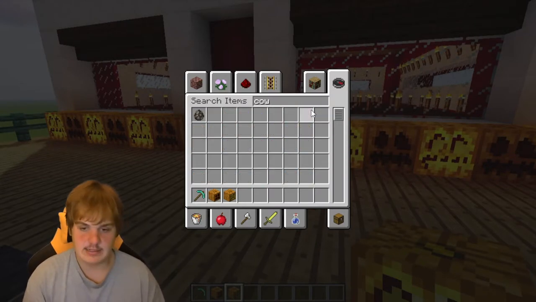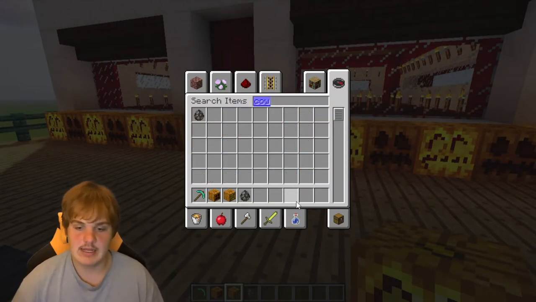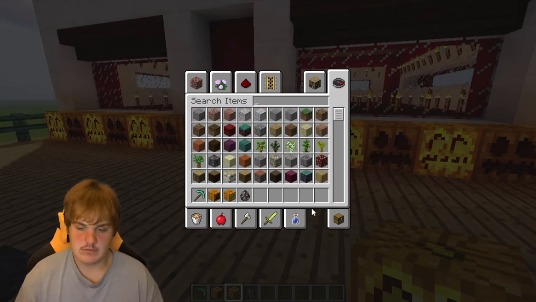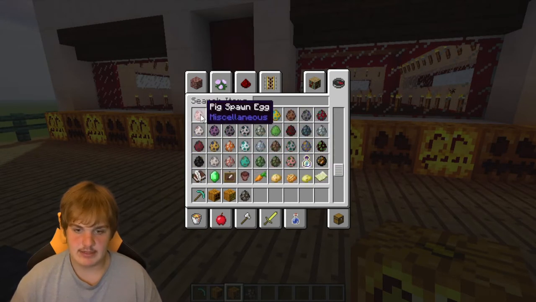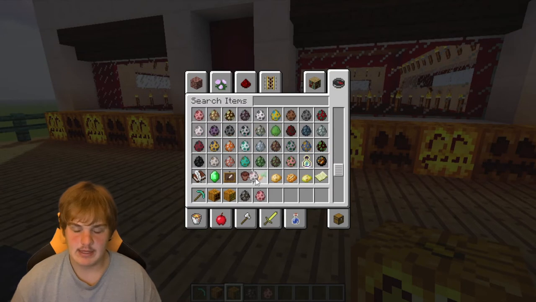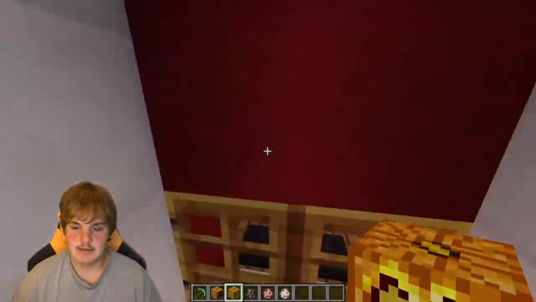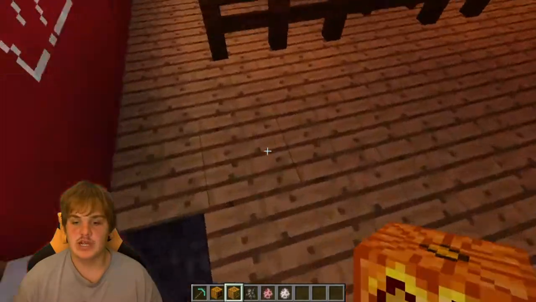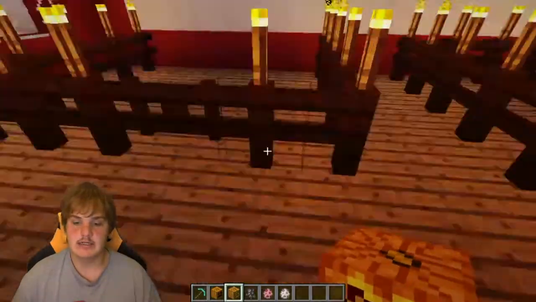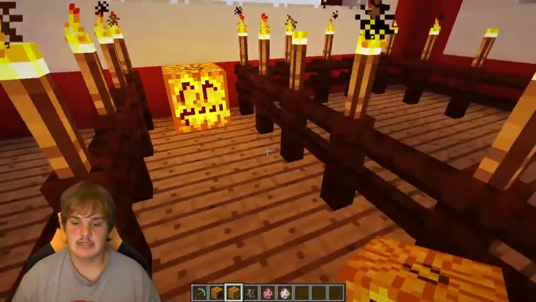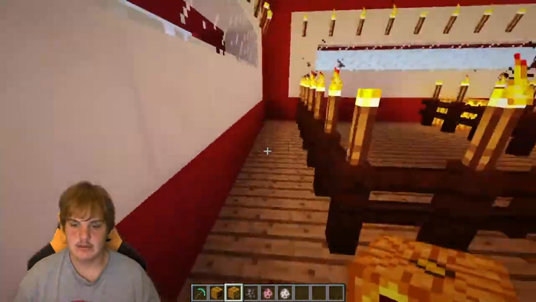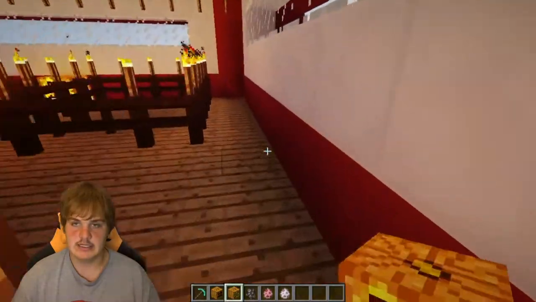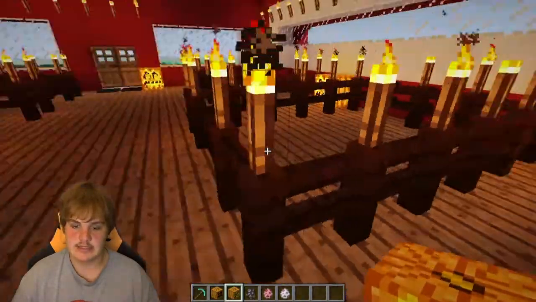some eggs, like cow eggs. I find a pig egg and a sheep egg. I'll put a jack-o'-lantern here, a jack-o'-lantern here, a jack-o'-lantern here, a jack-o'-lantern here, and a jack-o'-lantern over here.